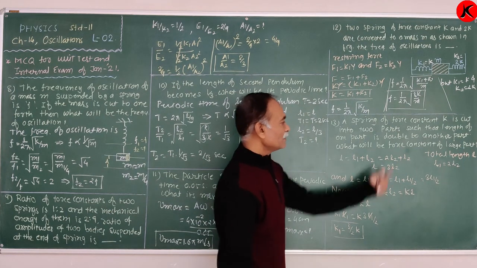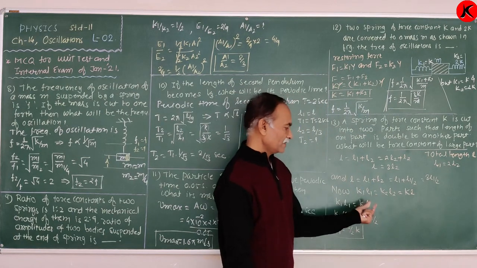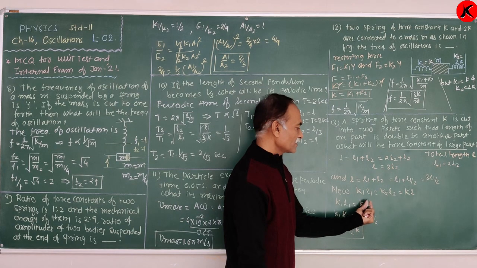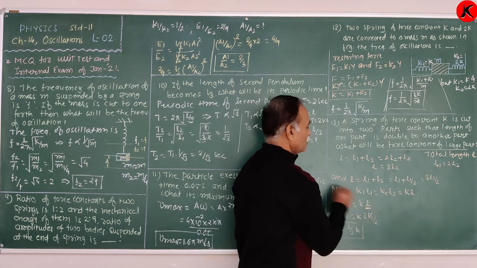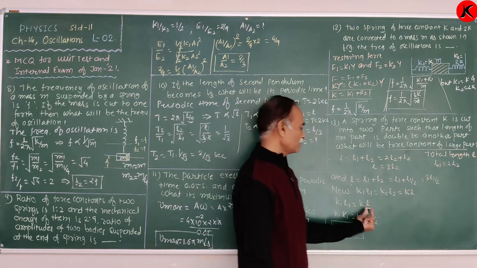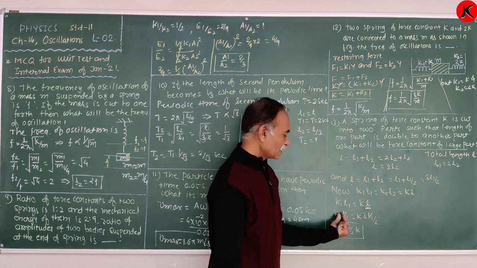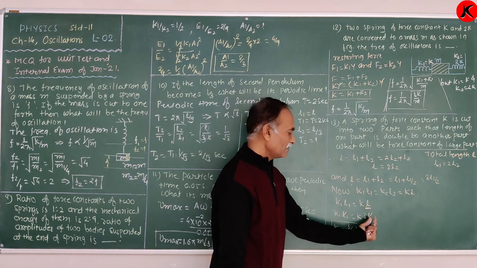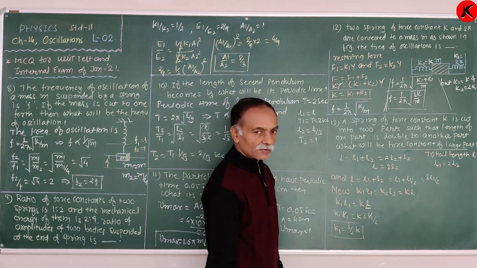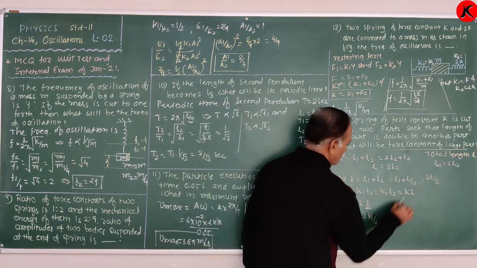Now, K1L1 is equal to K2L2 is equal to KL. We have to find the force constant of the large part. The large part is L1. Therefore, K1L1 is equal to KL. Now we substitute the value of L in terms of the large part. L is equal to 3L1 by 2. Therefore, K1L1 is equal to K times 3L1 by 2. L1 cancels. Therefore, K1 is equal to 3 by 2 K. That is the force constant of the large part.